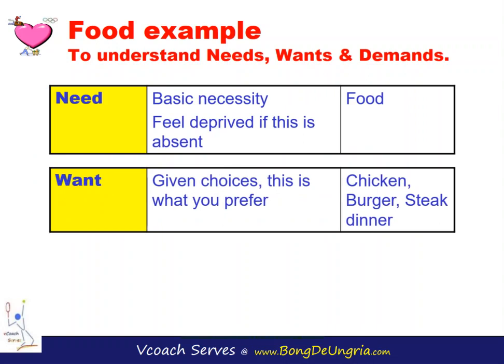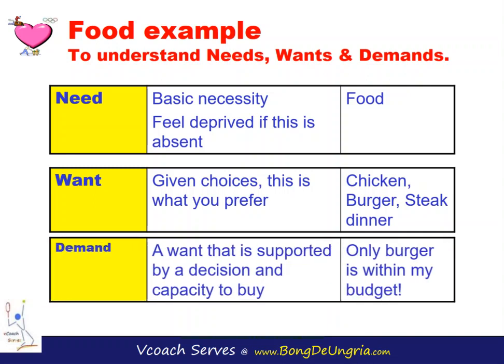A want is, given choices, what you prefer. So if the need is food, then you can choose chicken, burger, steak, sandwiches. These are all choices to satisfy the need, which is food. And demand is a want that is supported by a decision and a capacity to buy.